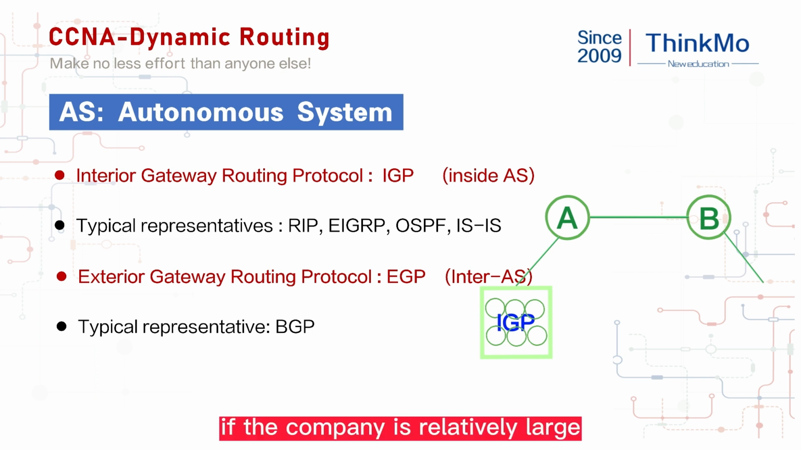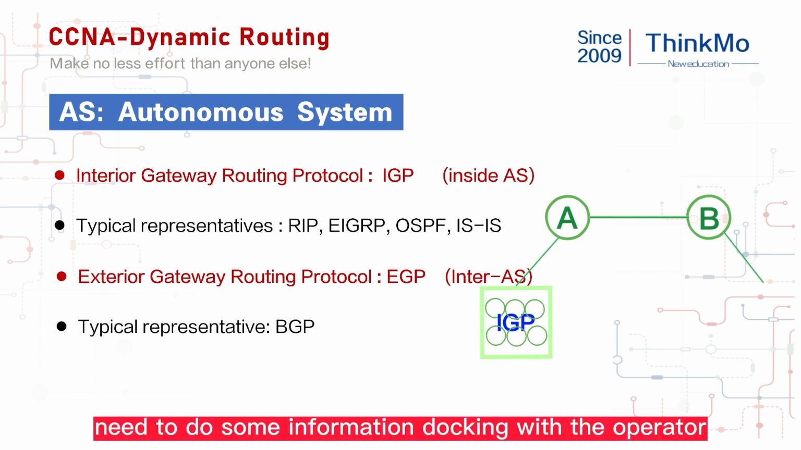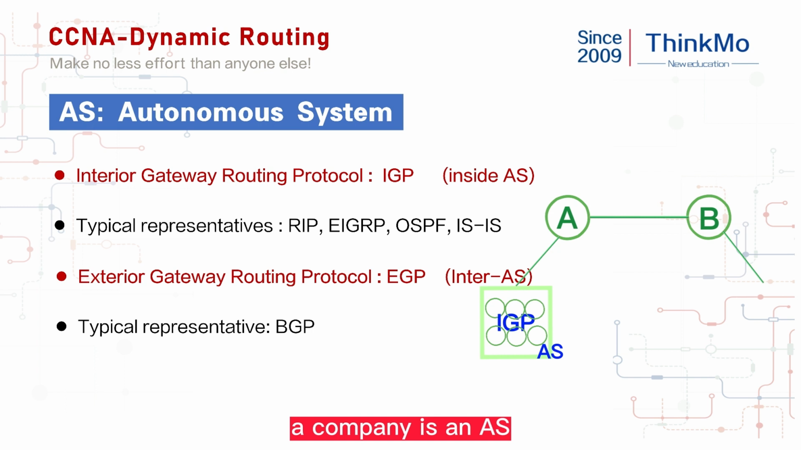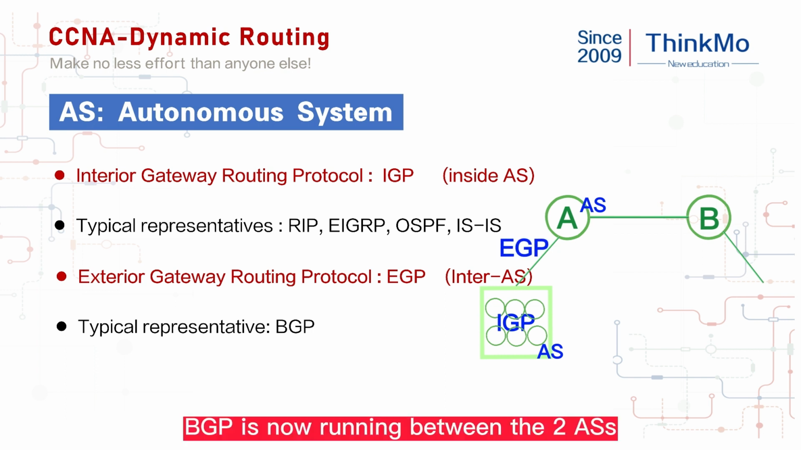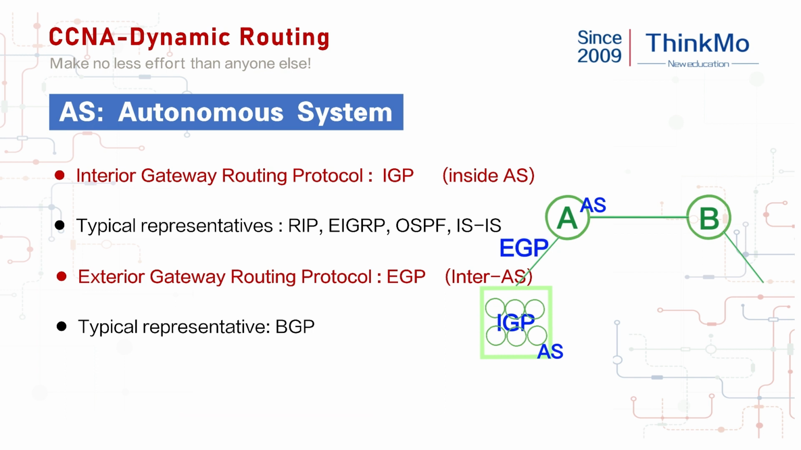If the company is relatively large, it needs to do some information docking with the operator. A company is an AS. It is a private AS, also numbered. The operator is a public AS. It also has an AS number. BGP is now running between the two ASs. Although now, only BGP is used in EGP.